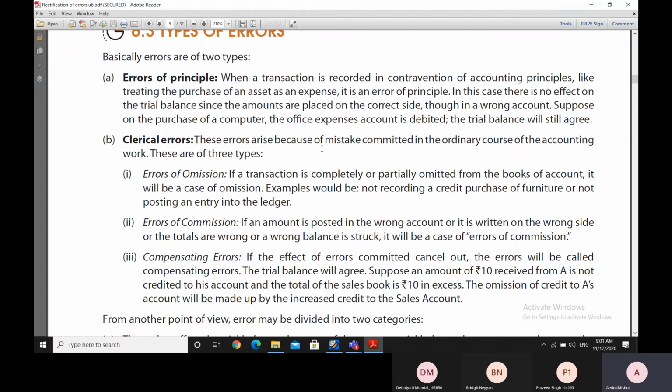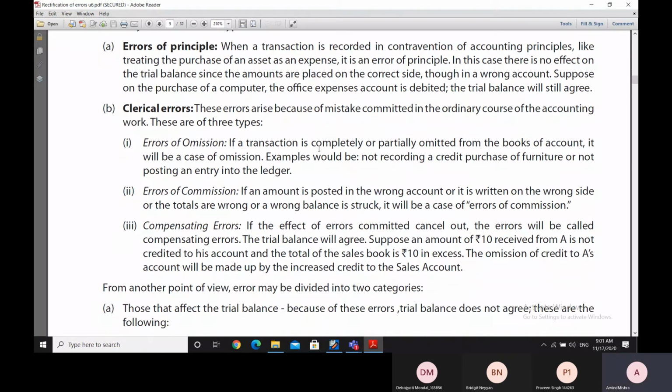Now, what about clerical errors? Clerical errors happen because of either omission, commission, or compensation. So when we say errors of omission, if a transaction gets completely omitted or partially omitted, it will be a case of omission. Example, that we don't record a credit purchase of furniture, or we don't post it in the ledger.